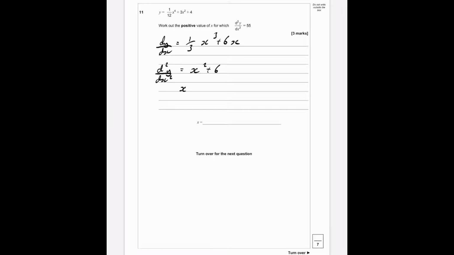We can equate that to 55 and then subtract 6 on both sides. x squared equals 49. And therefore x is equal to 7. It tells us in the question that we want the positive value of x, so I should ignore the fact that negative 7 would also be a solution.